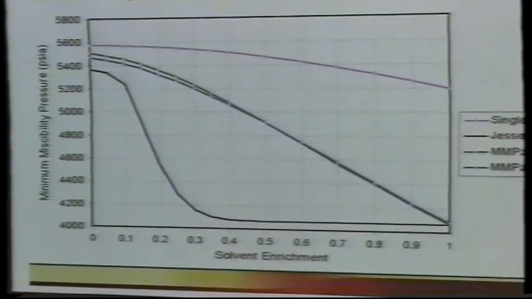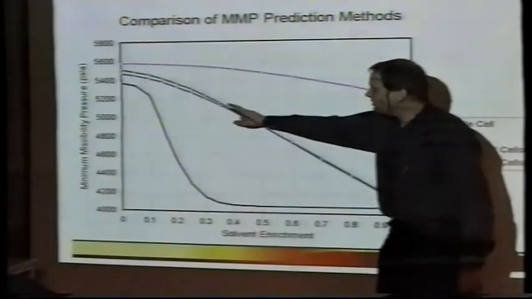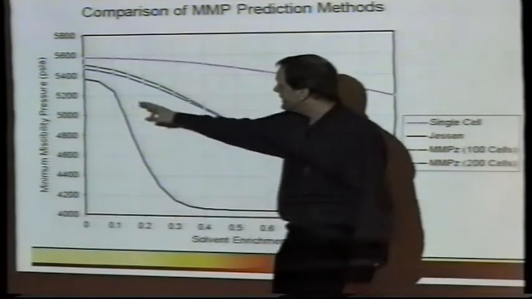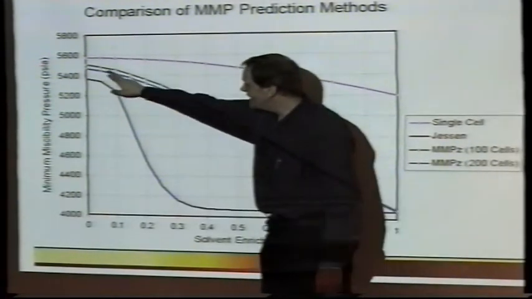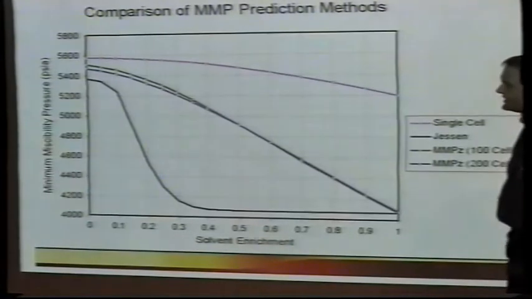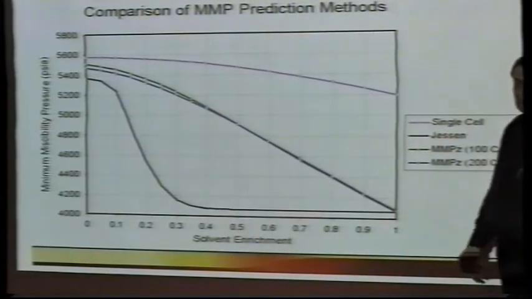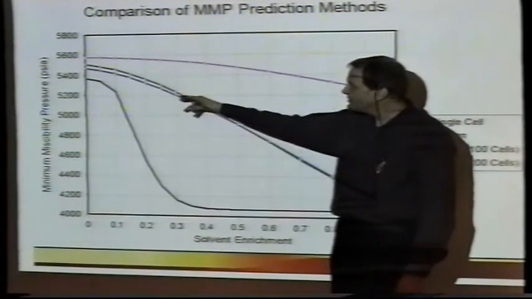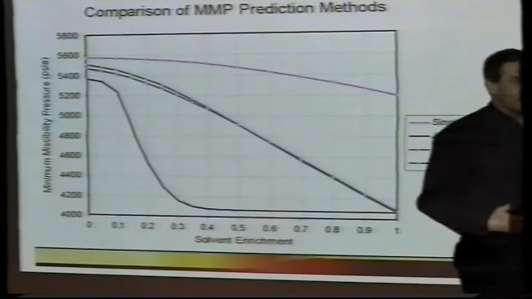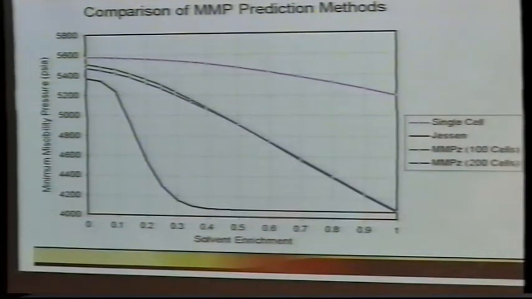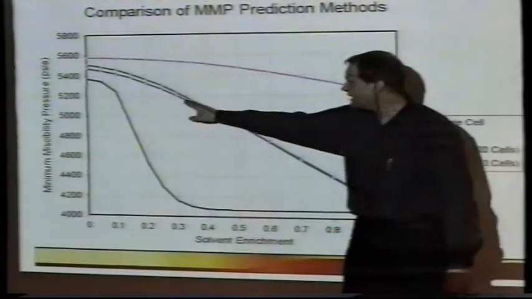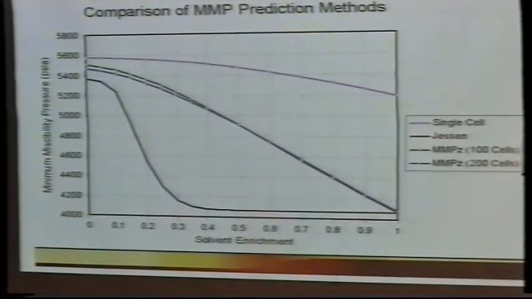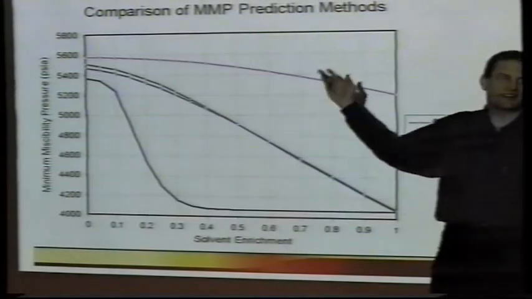Well, these two curves are what Mmpz predicts for this situation. It predicts something between these two. It predicts a steady decline in the miscibility pressure with enrichment. And it doesn't matter too much how many cells you use. 100 cells, 200 cells, you get about the same answer. Beyond 200 cells, the answers change hardly at all. Well, now that you've got 3 different solutions here, which one's correct?